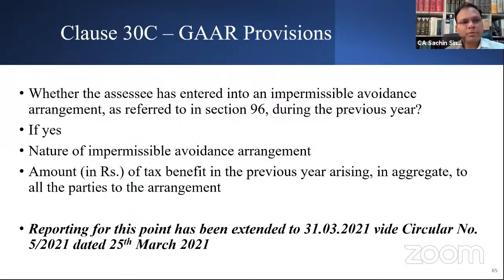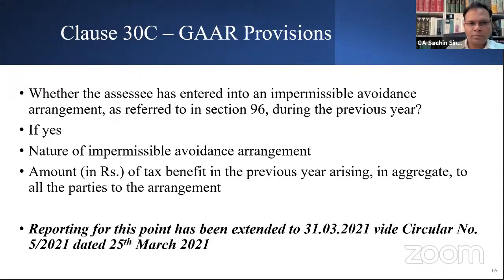Generally, it is not possible for the auditor to comment on this, unless it is a very clear-cut transaction which is impermissible. The auditor won't be in a position to report this point, because if the auditor says it is not an impermissible transaction, and subsequently the department, after verifying all the documents, comes to the conclusion that yes, it is an impermissible transaction, what would be the position of the auditor who said it is not impermissible?